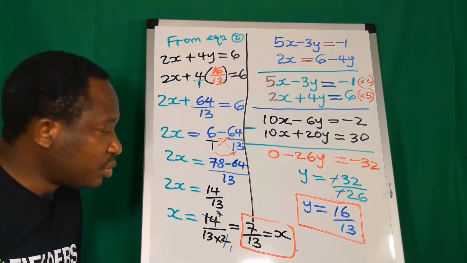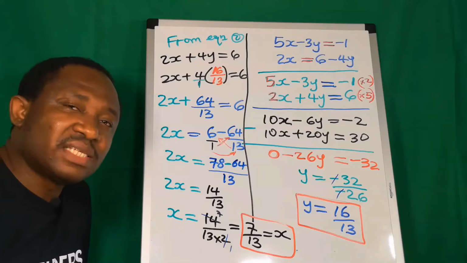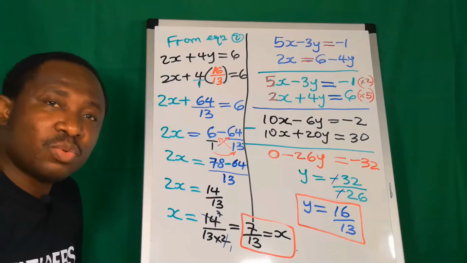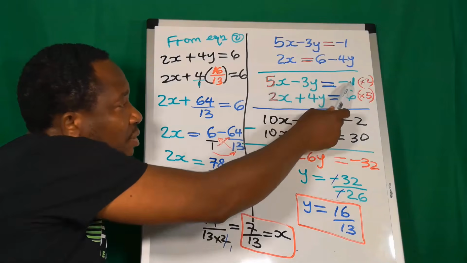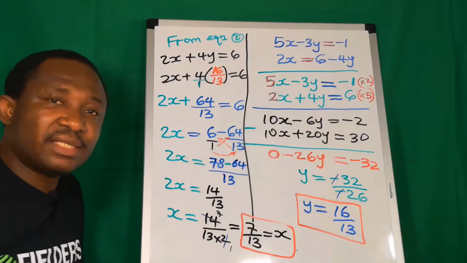We're going to substitute 7 over 13 for x and 16 over 13 for y into equation 1 and equation 2. If you substitute into equation 1, you're going to get minus 1. If you substitute into equation 2, you are going to get 6.